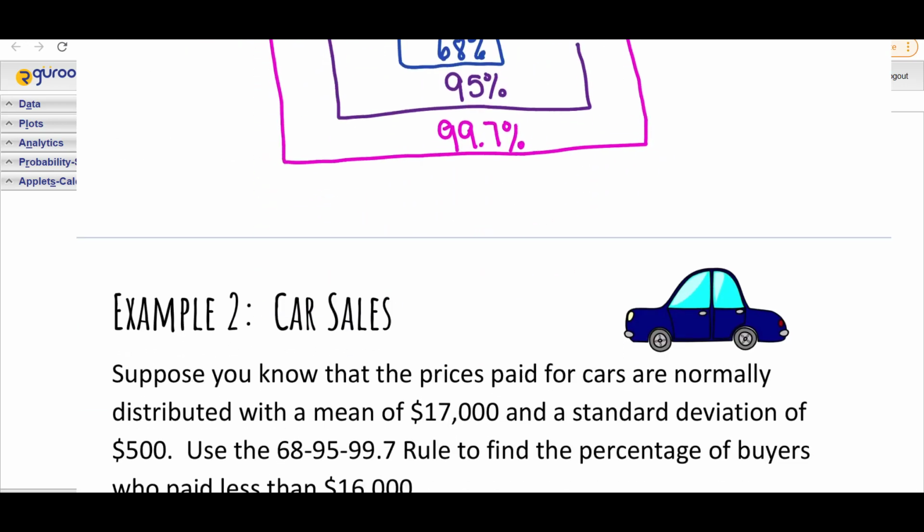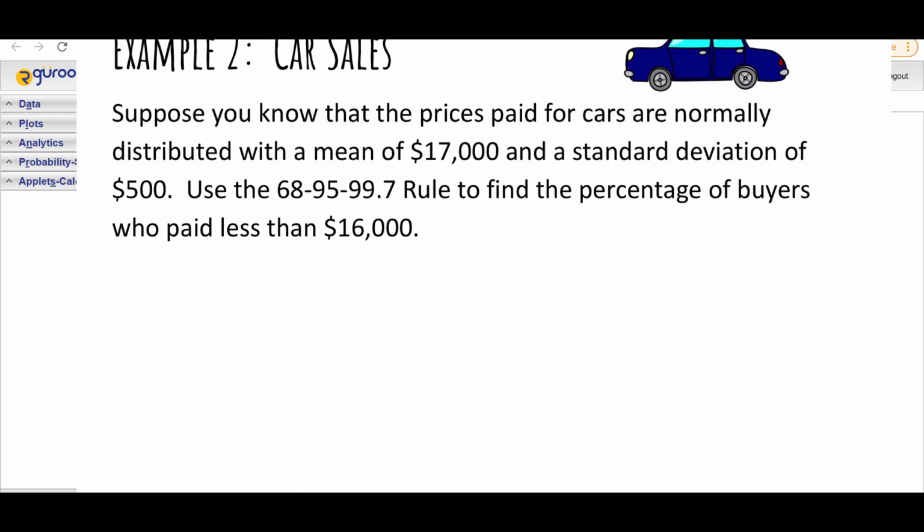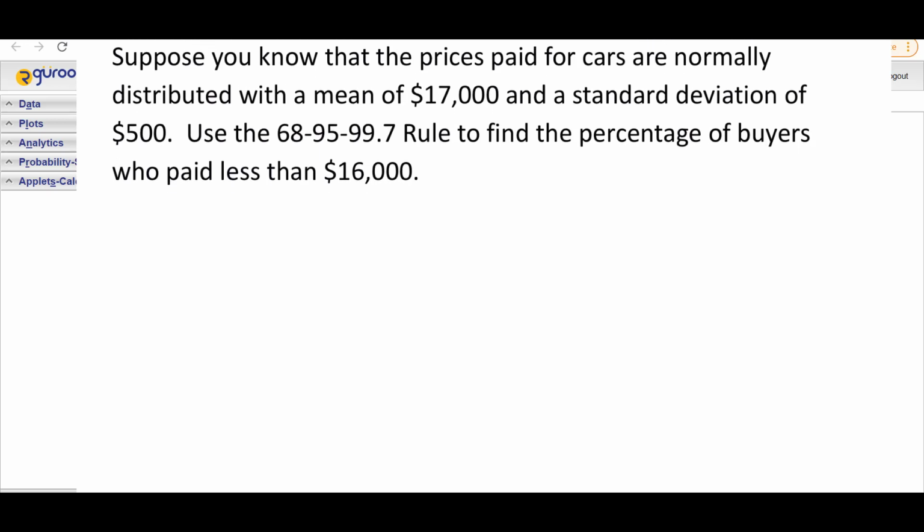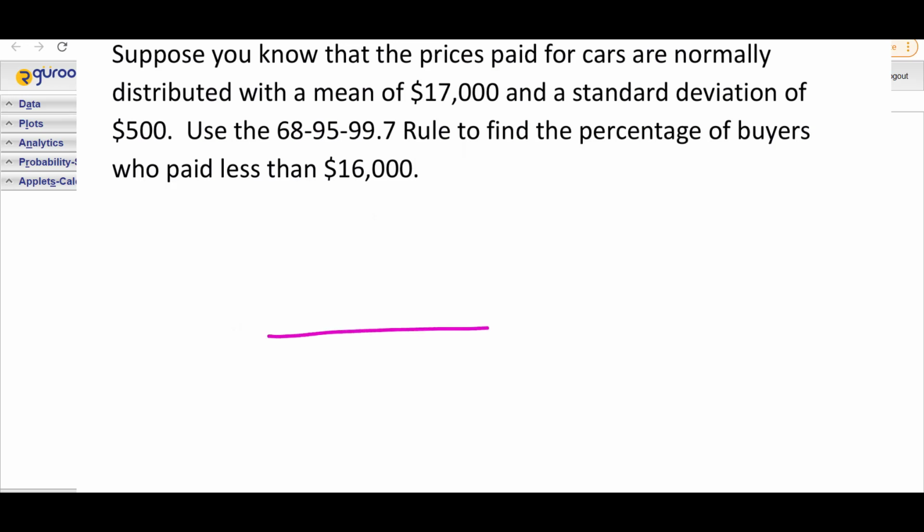So we'll look at one more. Suppose you know that the price paid for cars are normally distributed with a mean of 17,000 and a standard deviation of 500. Use the 68, 95, 99.7 rule, empirical rule, to find the percentage of buyers who paid less than 16,000. Okay, so let's draw our curve and label. 17,000 is in the middle, and the standard deviation is 500. So these should be pretty easy to add each way.